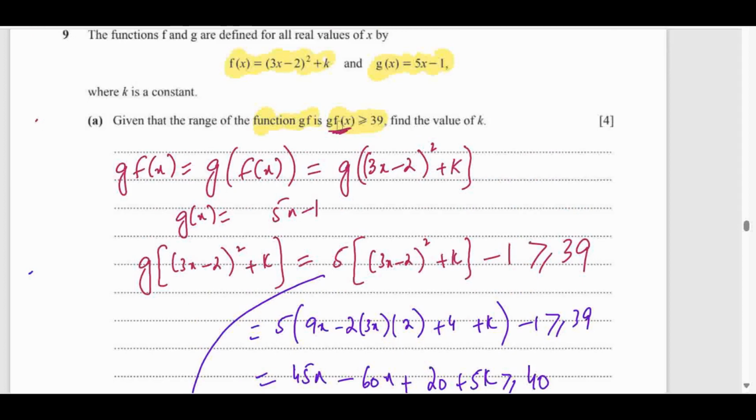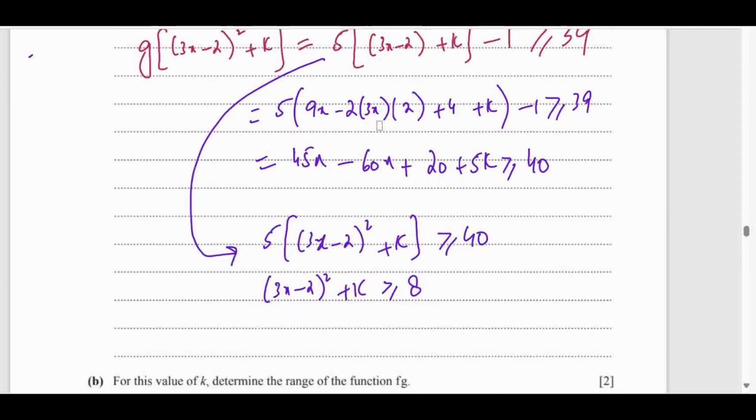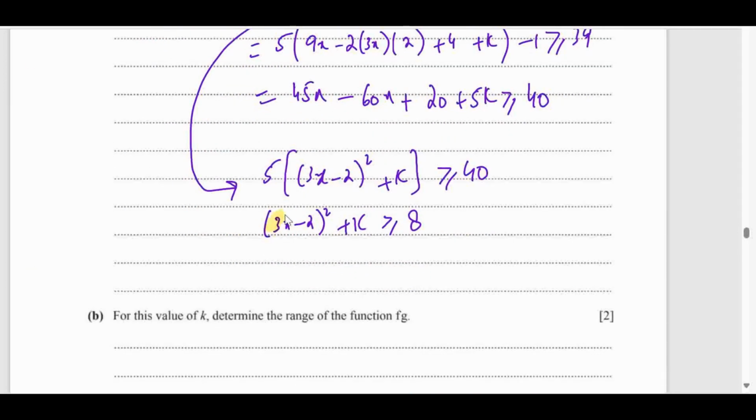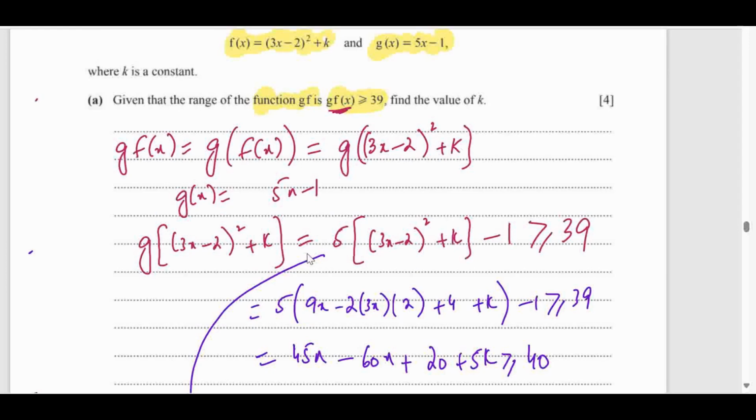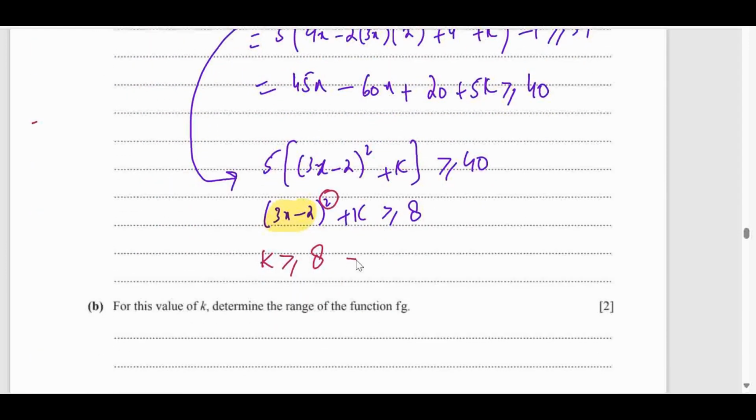Now, as we know that the range is always greater than or equal to 39, we know that this expression cannot be negative. Whatever we put, if we put x a negative number, we will get a positive number because of this square. That is why we will consider this thing only, that k should be greater than or equal to 8. Now if we need to find out the minimum value of k, so k should be equal to 8. This must be the final answer.